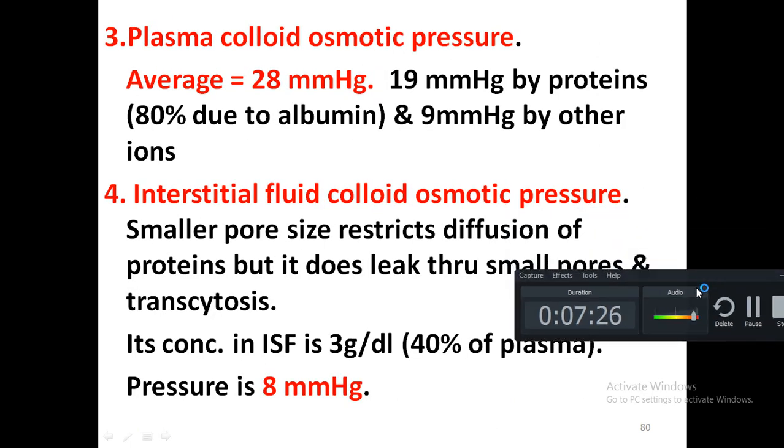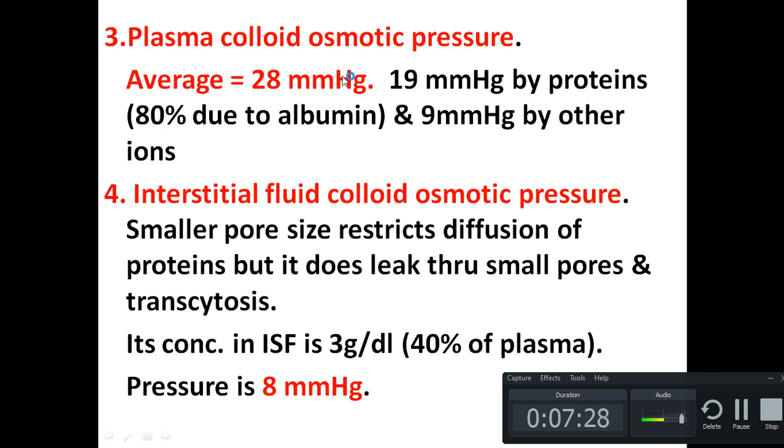The third force acting over here is the plasma colloid osmotic pressure. That means because of the presence of proteins inside the capillaries, they will exert a pressure because they will favor the osmosis of fluid from the interstitial space into the capillary space. So this pressure normally is about 28 millimeter of mercury, and that will tend to prevent the movement of fluid from inside the capillaries into the interstitial space.